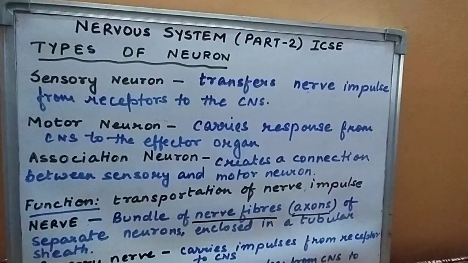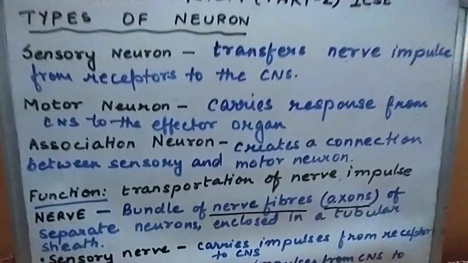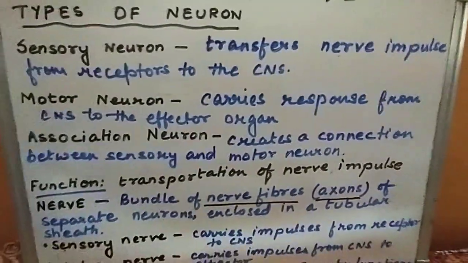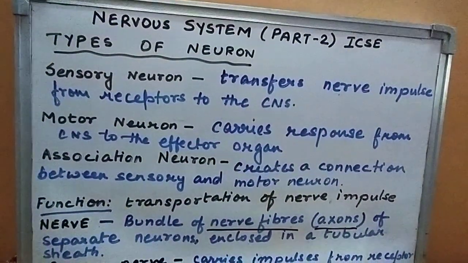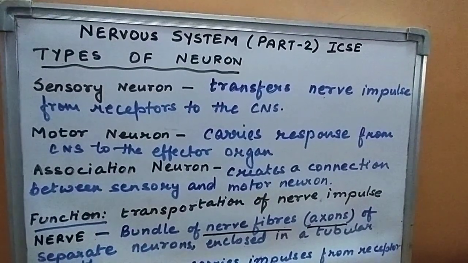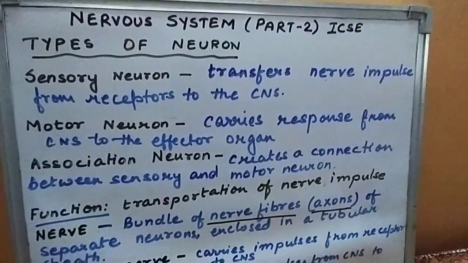So what are the different types of neuron? Sensory neuron, motor neuron and association neuron. As we know, the function of neuron is transportation of nerve impulses. That means it transmits the nerve impulses to the central nervous system and other system to conduct the impulses and bring back the responses to the effector.